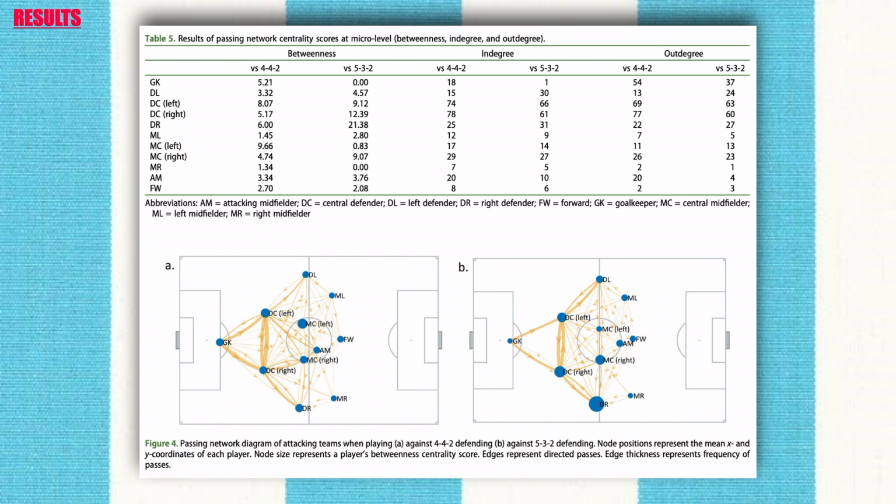At micro level, betweenness centrality scores had less variability when attacking against a 4-4-2 defense compared to a 5-3-2 defense, which also showed a high centralization score in the right back position. Fewer back passes were made to the goalkeeper when attacking against a 5-3-2 defense compared to a 4-4-2 defense. Also, more passes were made to the fullbacks when attacking against a 5-3-2 defense compared to a 4-4-2 defense. Micro-level results of betweenness, in-degree, and out-degree centrality can be found in the table, and passing network diagrams are presented in the figure.